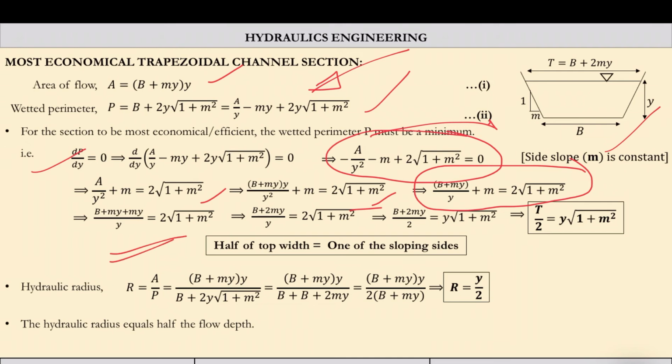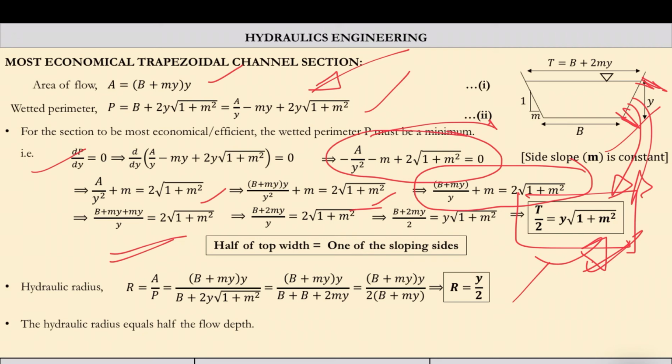After all the simplifications, what we are getting is T by 2, that is top width by 2, is equal to the length of the side slope. The length of the side slope is what? y under root 1 plus m square. So for a constant slope, the top width of the most economical section is 2 times the side length of the side slope. With respect to this, calculate the hydraulic radius, you will get y by 2.